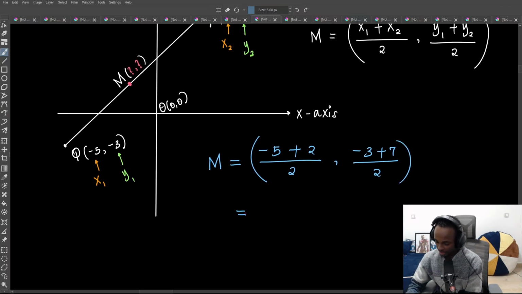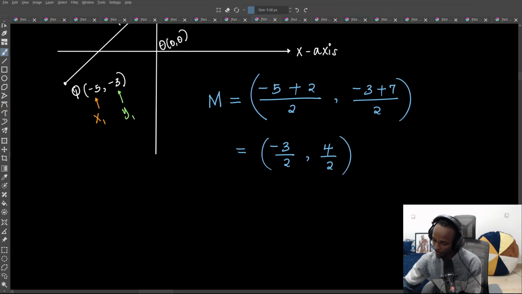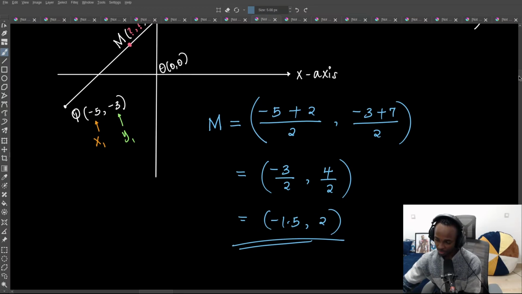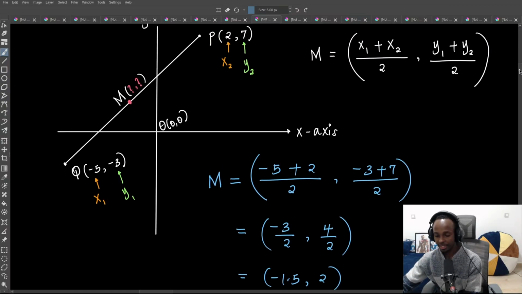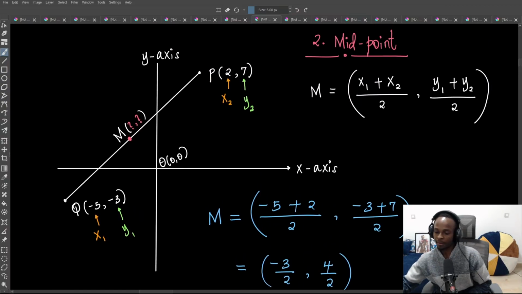So this is -5 plus 2 will give you -3 over 2, and then -3 plus 7 will give you 4 over 2. So this means that the point M is -1.5 and 2. So these are the coordinates of M in our case. So -1.5 and 2. Okay, so that is it about the midpoint.